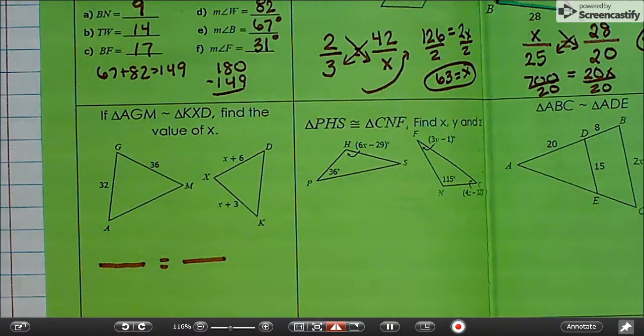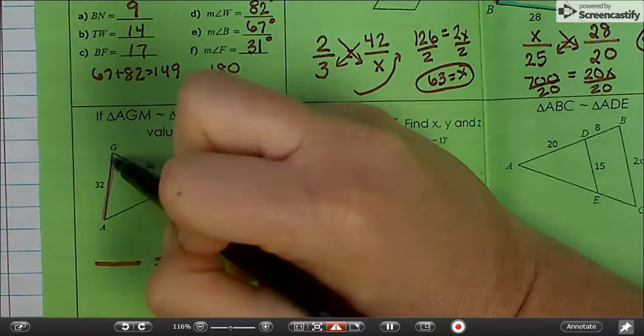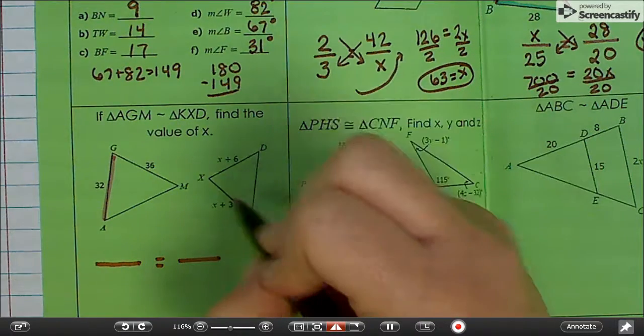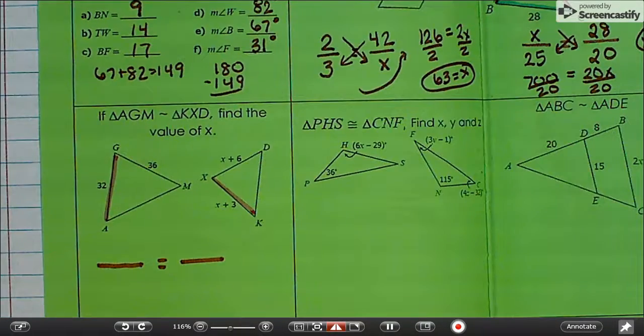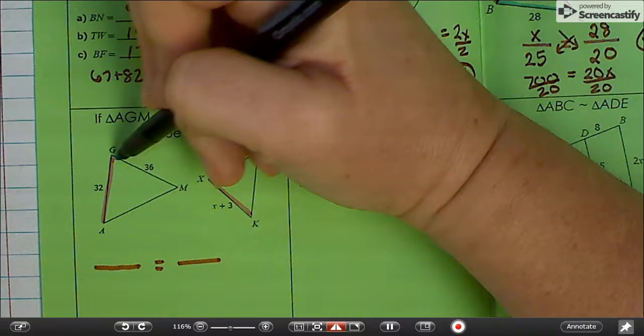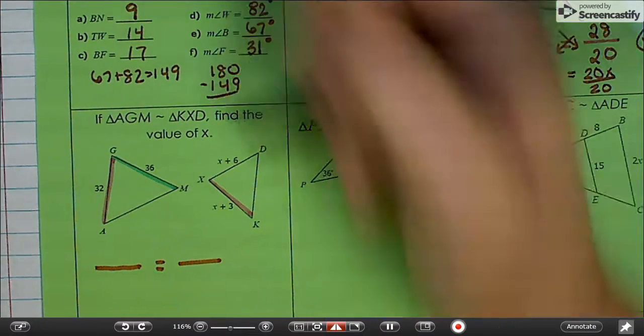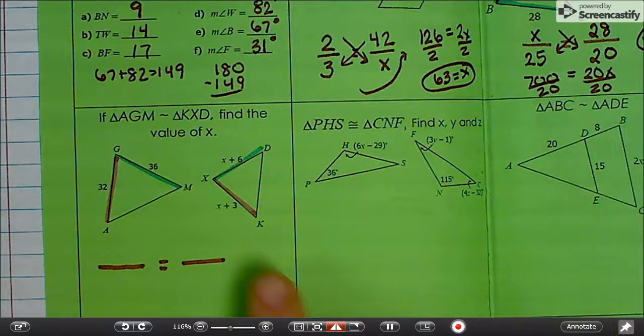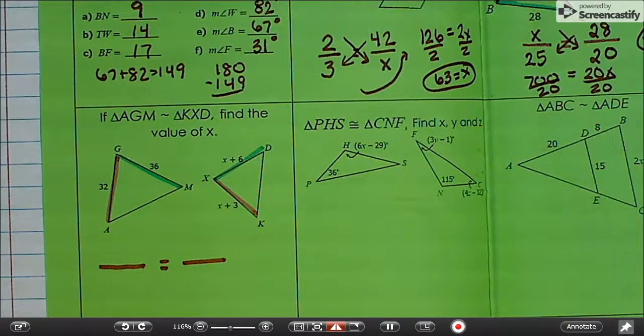I am going to color code. As you get better at this, you're not going to need to do it as much, but it helps me keep it organized. AG goes with KX from our similarity statement. GM goes with XD from our similarity statement. And if you really look at it, we don't need to write the other side or color code those because they don't have anything on them.